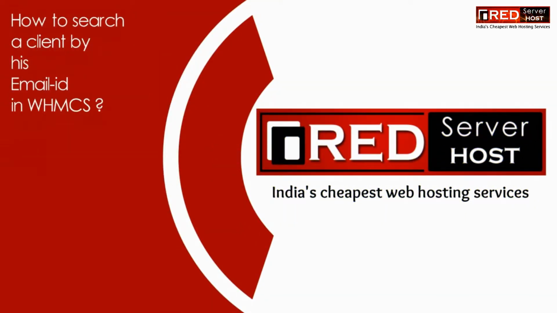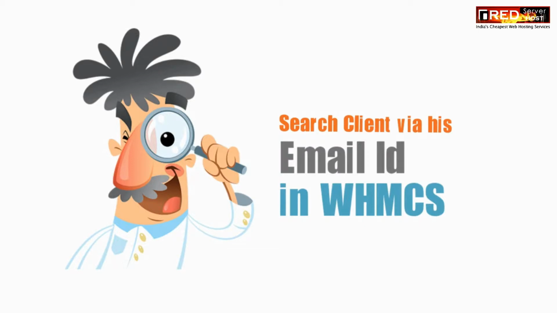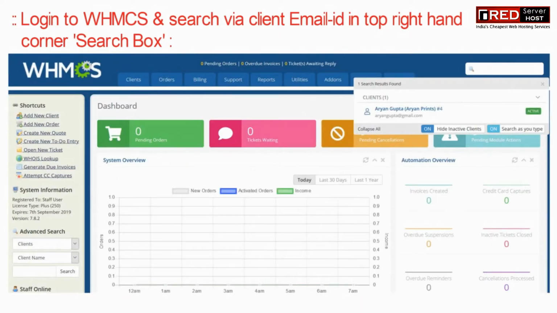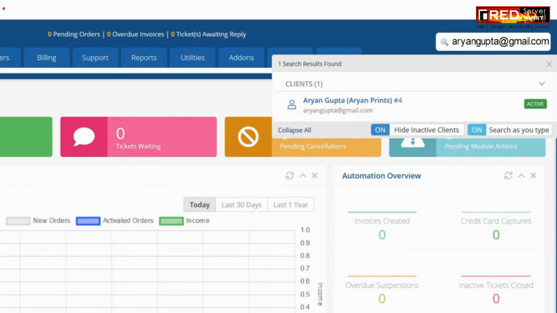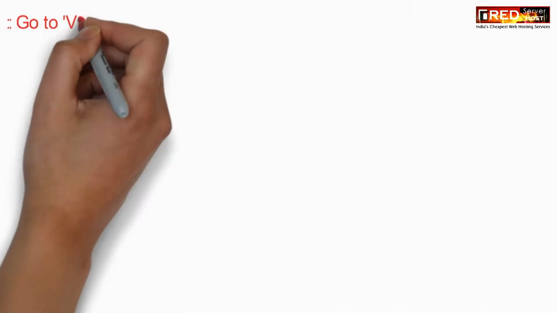Today in this video, we will learn about how to search a client by his email ID in WHMCS. For that, log into WHMCS and search the client's email ID on the top right hand corner. Once you click on Enter, the name of the client will be visible.